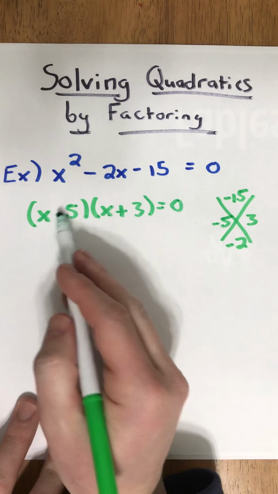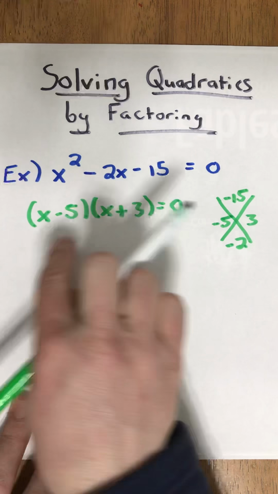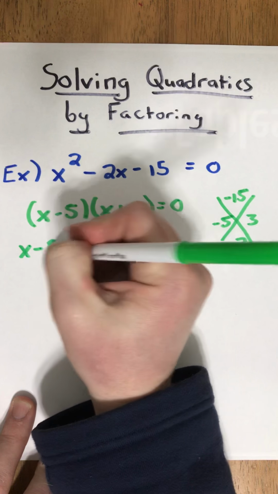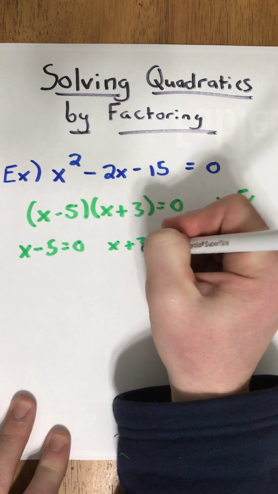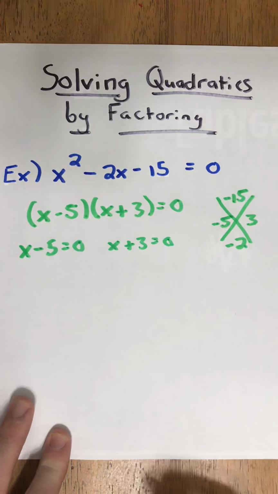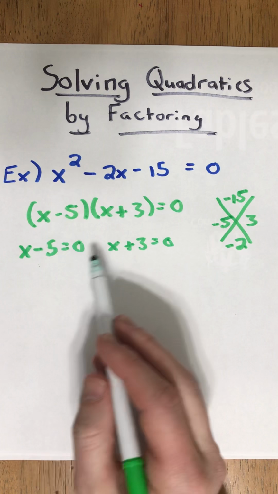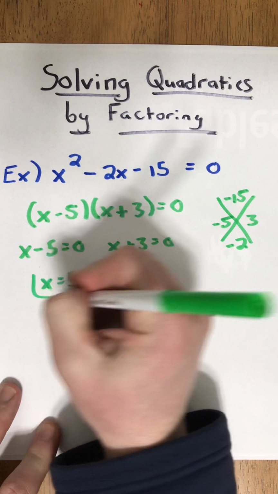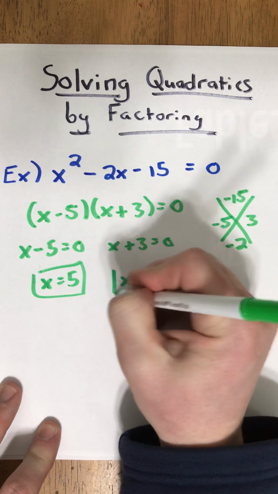Now, I'm going to set each of these parentheses to 0. Each of these terms has to equal 0. So on the one hand, I have x minus 5 is equal to 0. On the other hand, I have x plus 3 is equal to 0. To solve, I'm just going to add 5 to both sides. This will end up being x equals 5. And this one will end up being x equals negative 3.